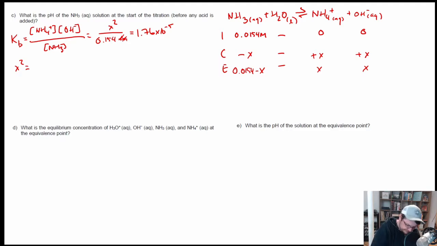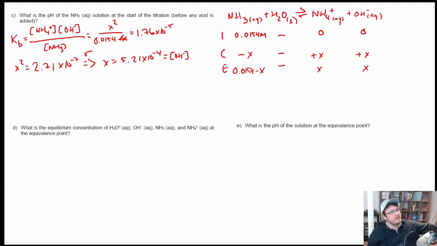I forgot the 0. That's a very easy way to mess things up. 0.154. So we have that, and now that's going to be equal to 2.71 times 10 to the negative 7. And so we take the square root of that. What we get is 5.21 times 10 to the negative 4. And so that's then going to be the concentration of OH minus in that scenario.